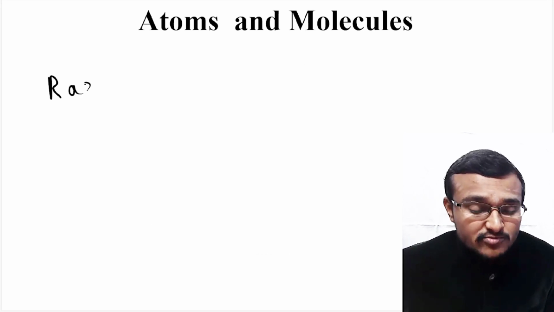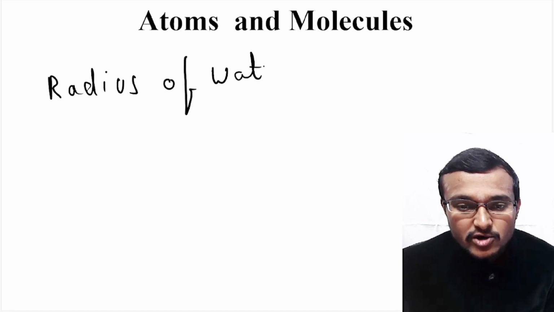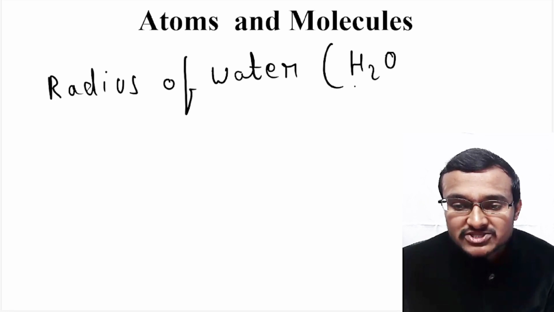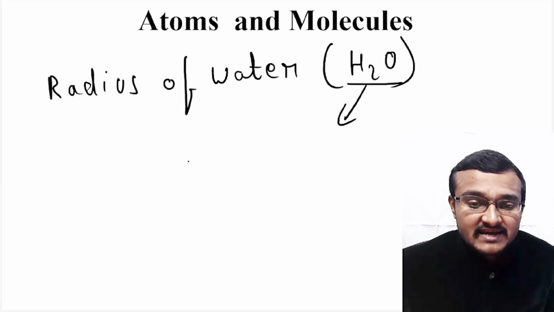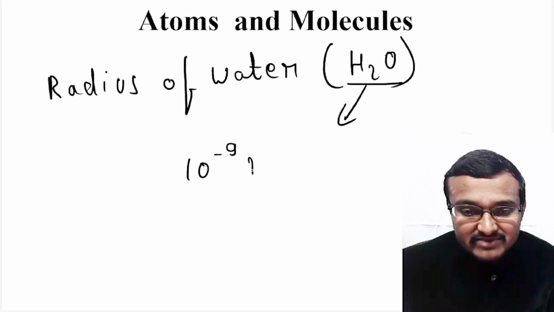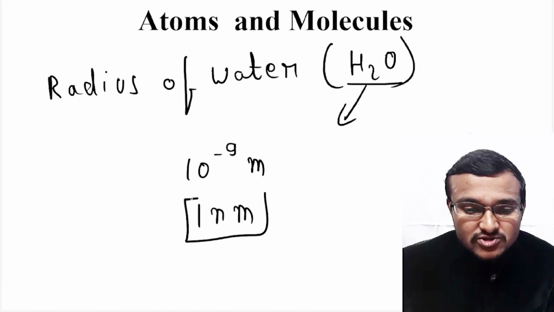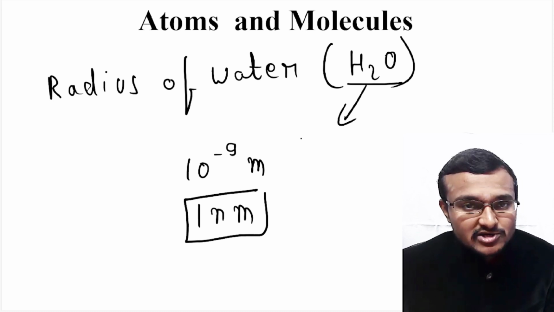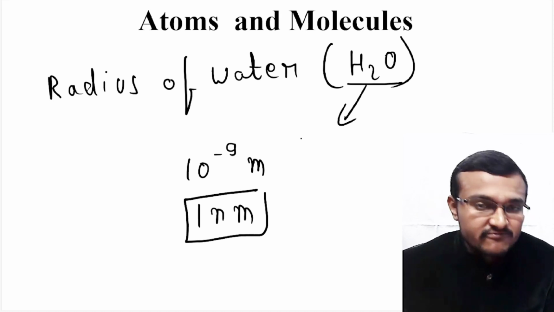So radius of water molecule. Now when you take a particular water molecule, you will have H2O as your molecule. This particular H2O molecule will have a radius approximately in the range of 10 power minus 9 meter, that is 1 nanometer. So this is an approximate measurement of the radius of water molecule.